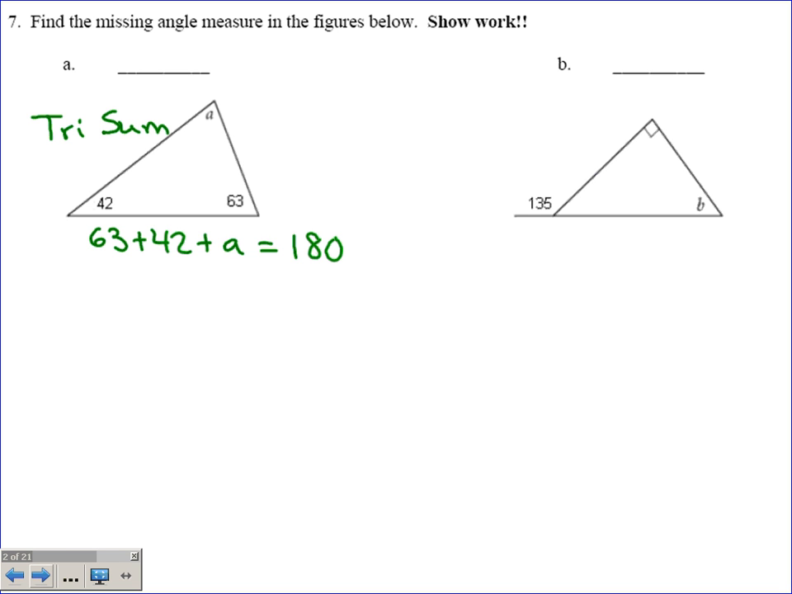Triangle sum there says that if you have a triangle, you just add all 3 angles up. And you're good. What are these 2 equal? 105. This equals 105, so we have 105 plus A equals 180. So we subtract 105 from both sides.